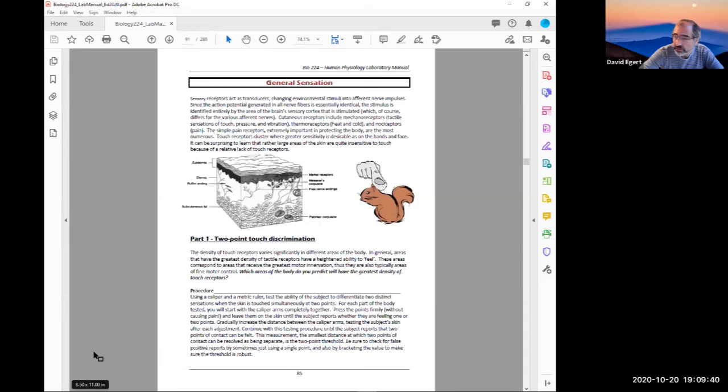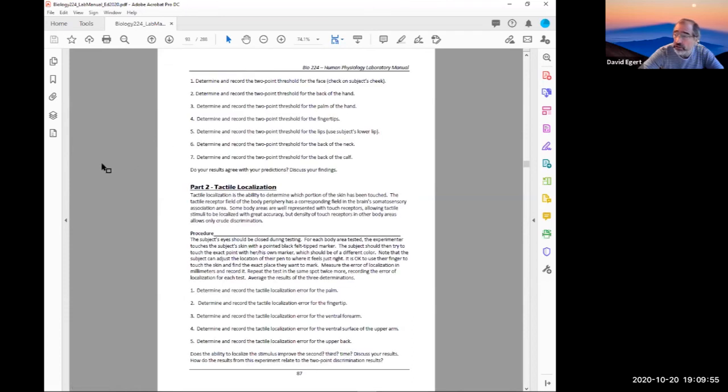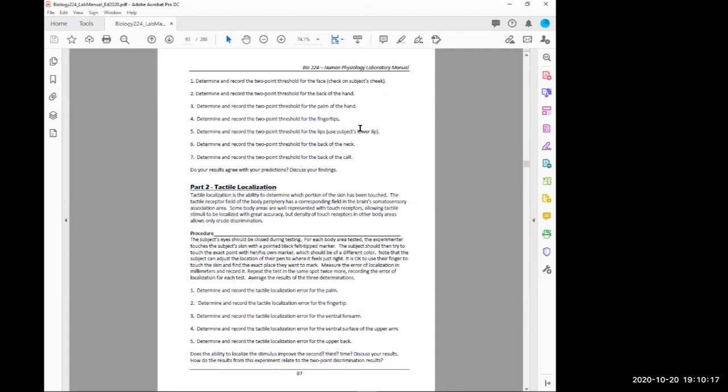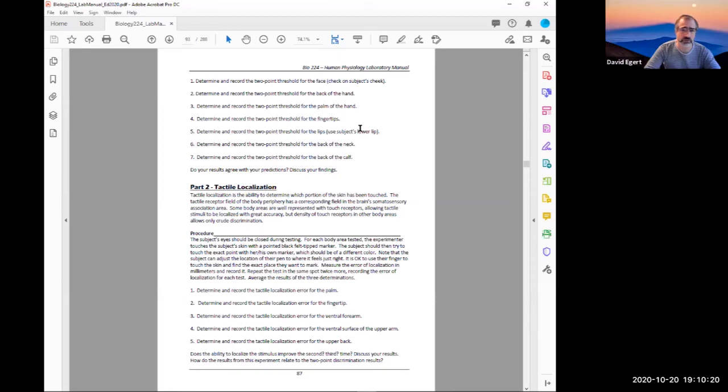Two-point touch discrimination. We've talked about this a bunch, but because a couple of people wrote about it, I'll just mention it. Why are the lips much better at two-point discrimination than your calf? Because there are a lot more receptors in the lips, a more dense arrangement of receptors there. Some people said they're closer to the brain and spinal cord, so the messages go faster, which has nothing to do with that.